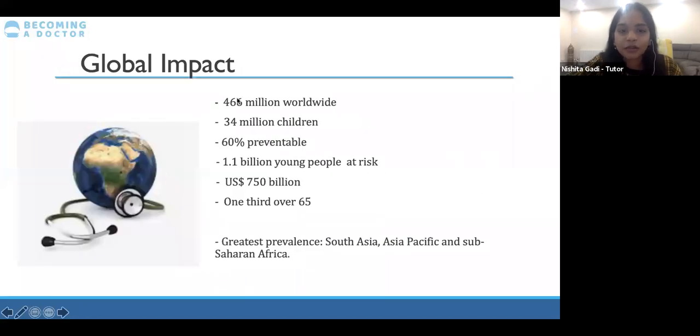Okay, so also the global impact. We have some big numbers here. All of these are from the World Health Organization. 466 million people worldwide have disabling hearing loss, and 34 million are children. 60% of childhood hearing loss is actually due to preventable causes. 1.1 billion young people, and when we say young people, we mean 12 to 25, are at risk of hearing loss due to exposure to noise in recreational settings.